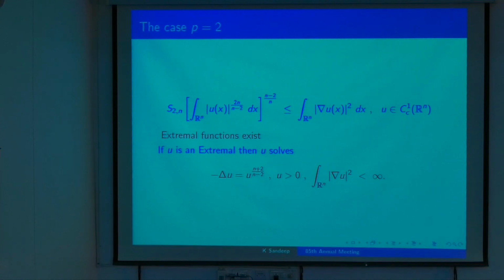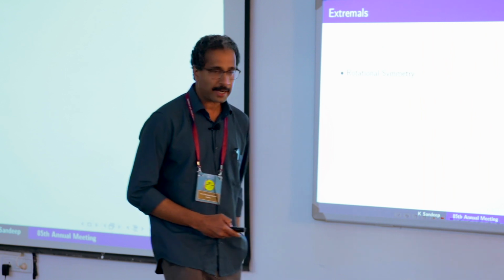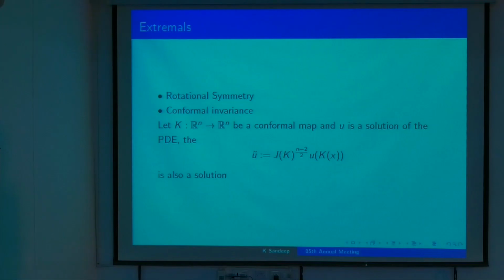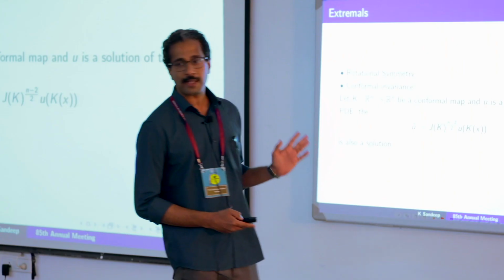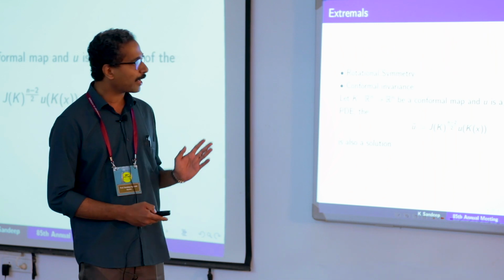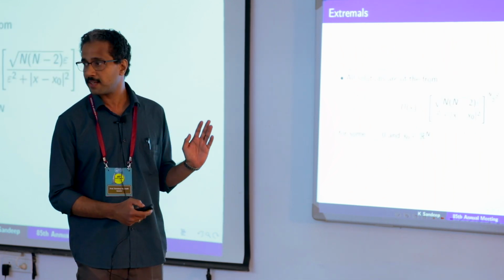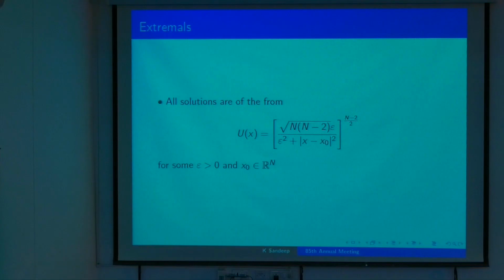And in fact, this equation has a lot of structure. It has a rotational symmetry, and it has what is known as conformal invariance, okay. I'm not going into the details of that. And using all these kinds of hidden structures, one can prove that all extremals of this inequality can be computed like this. In fact, given an x0 and a positive epsilon, you can provide an extremal. So extremals come as a family of n plus 1 dimensional functions, okay.